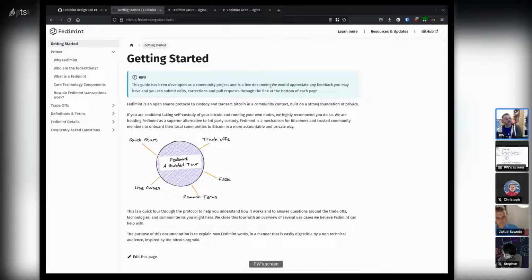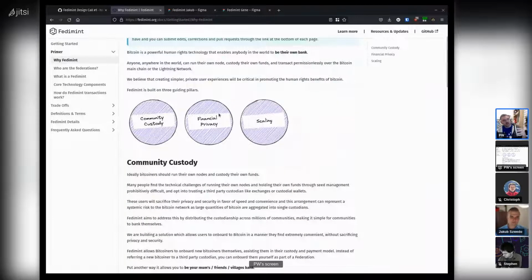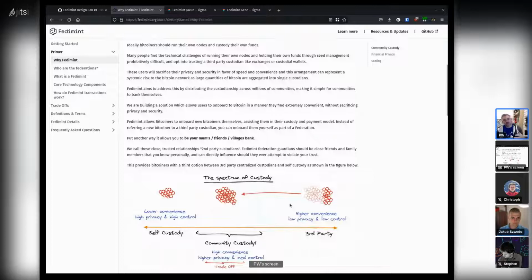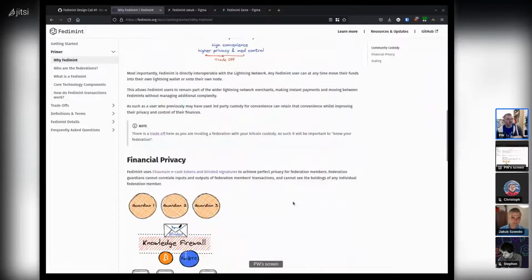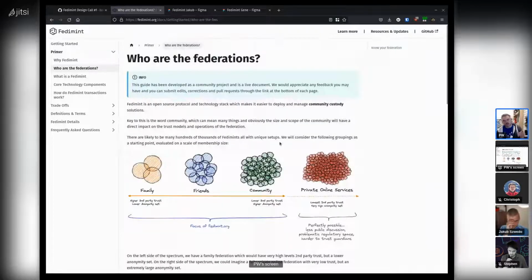The idea is to give people the run through of why you might want a Fedimint. So three pillars: community custody, financial privacy, and scaling. There are descriptions of how it impacts each of those and how it works, how it does the scaling aspects. So who are the federations? One of the big misconceptions that I see quite a lot is the idea of like our Fedimint or the Fedimint, and how the Fedimint will work.